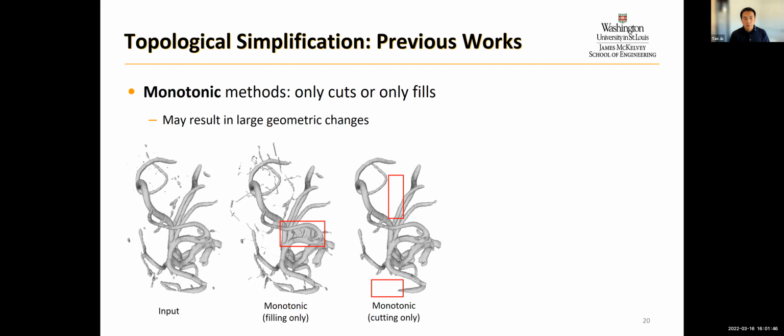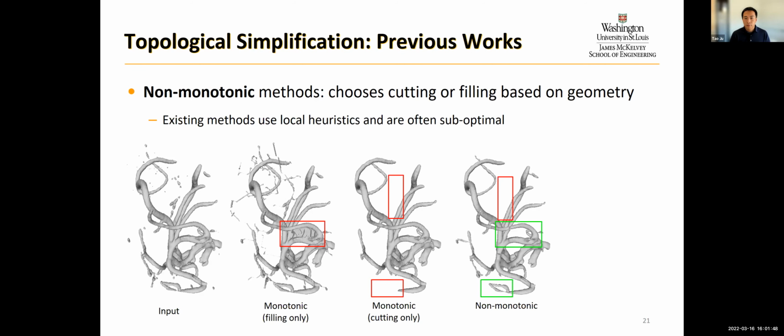The second group of methods are what's called the non-monotonic methods. They can choose whether to perform cutting or filling at different places of the object in order to minimize the geometric change to the shape. Some of the existing non-monotonic methods use all kinds of greedy heuristics and try to reduce topology without changing too much of the geometry. And they can improve upon existing monotonic methods quite a bit, as you see in the green boxes, right?